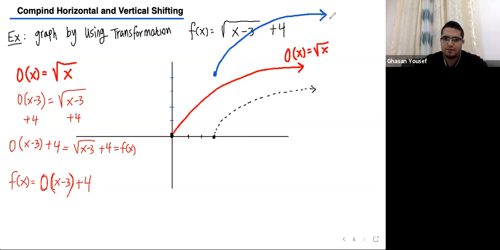And this is the graph of f of x. Makes sense? This is the graph of the square root of x minus 3. Here you should write 4, and here you should tell me what is the starting point. Here we have 3 and 4. This is very important, this point. Any question?